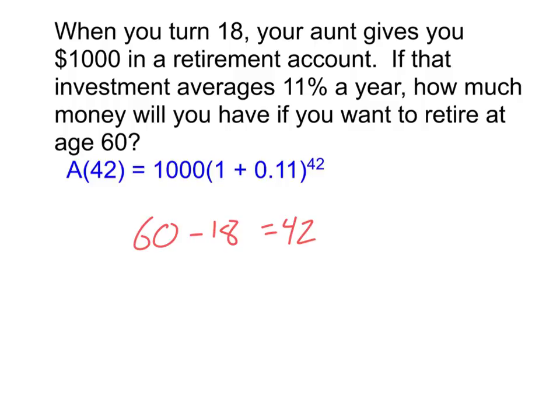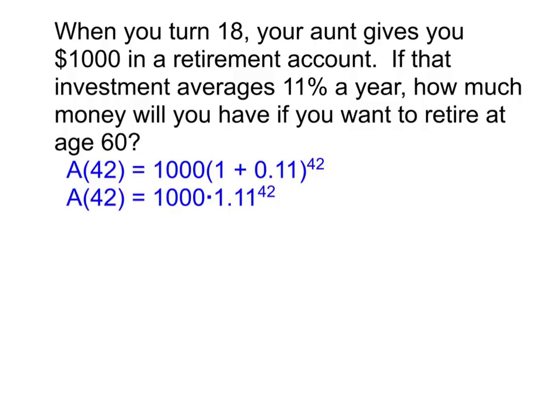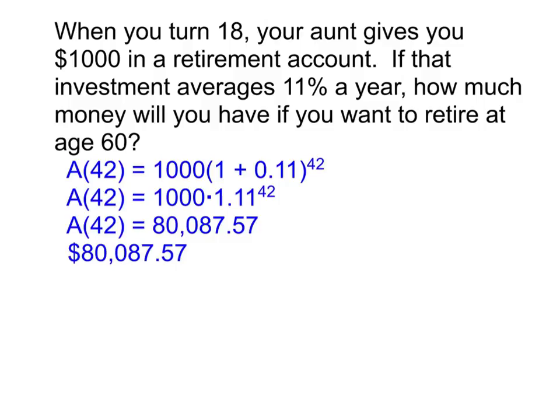Once we've done that, of course, then it's the same thing we've been doing. Do the addition first, then raise it to the power of 42 and multiply it by 1,000. And so this kind aunt who gave us just $1,000 actually got us $80,000. That's a really nice aunt. That ends up being a really nice gift.